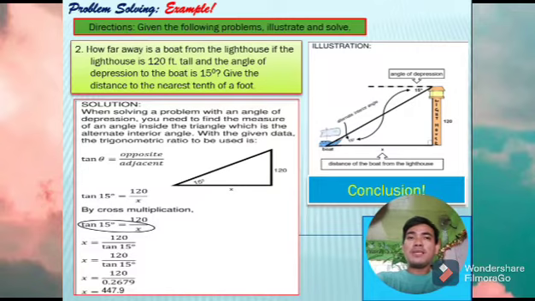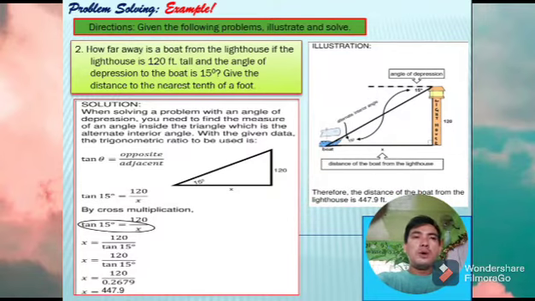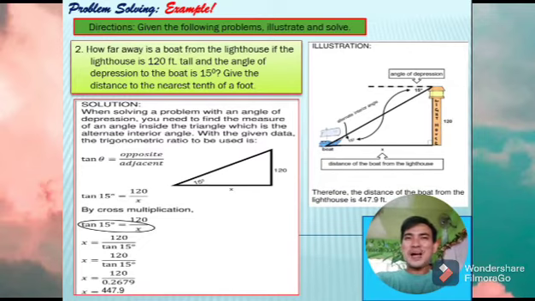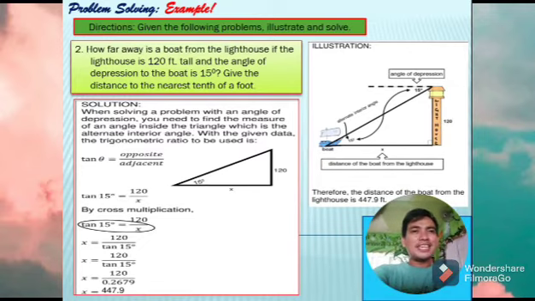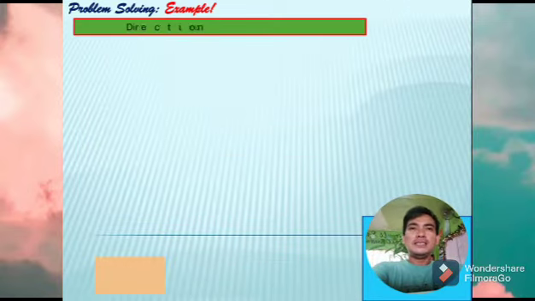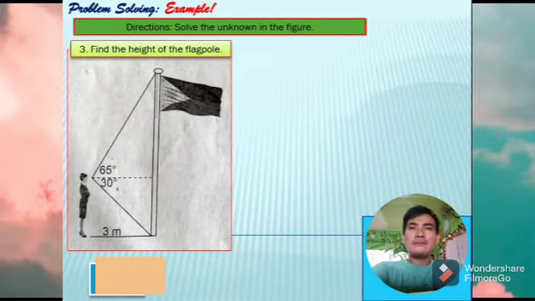From there, tangent 15 degrees is equal to 120 over x. Using cross multiplication, you would have x equal to 120 over tangent 15. So our x is going to be 447.9. As our conclusion, the distance of the boat from the lighthouse is 447.9 feet. Is that clear now? Well, that's very easy. Now let's proceed to problem number 3 and number 4.